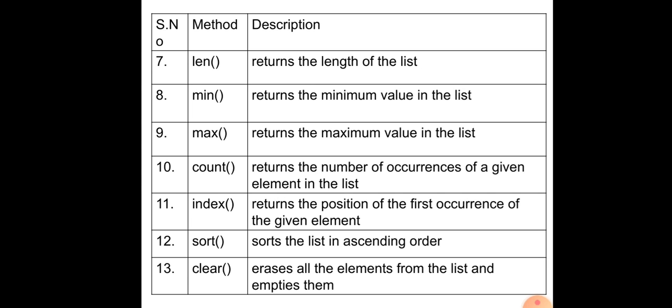And the 10th method is count. This method counts the number of occurrences of a given element in the list. And the 11th one is index. This returns the position of the first occurrence of a given element in the list. Sort method sorts the list in ascending order. And the last method is clear. This method empties all the elements from the list, and this will return the null list as output.